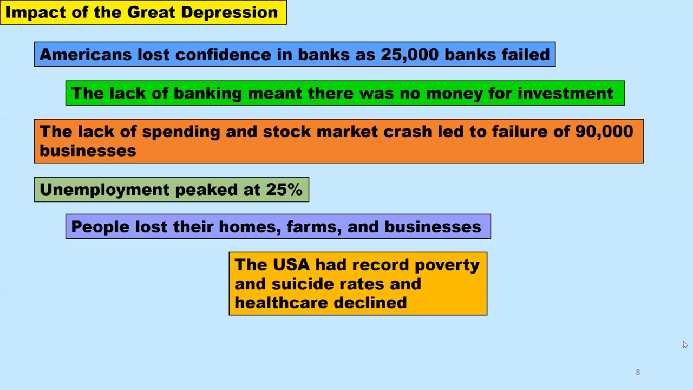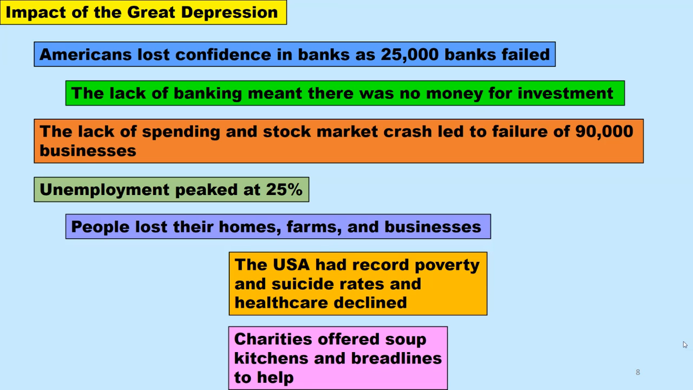We have record poverty. We have record suicide rates. Healthcare is going to decline. People don't have the money to take care of themselves. This is a perfect storm of negativity for the United States during the 1930s.